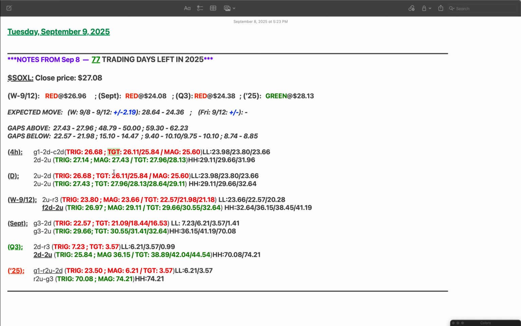Again, you can use the 15 and the 1 hour to try and look for some type of domino effect of triggers and targets for the next highest time frame that can roll you into this 4 hour trigger before you actually trigger it. But if you're waiting for the triggers, there's the triggers, the targets, the magnitudes, upside, downside, same with the day, the week, month, quarter, year.